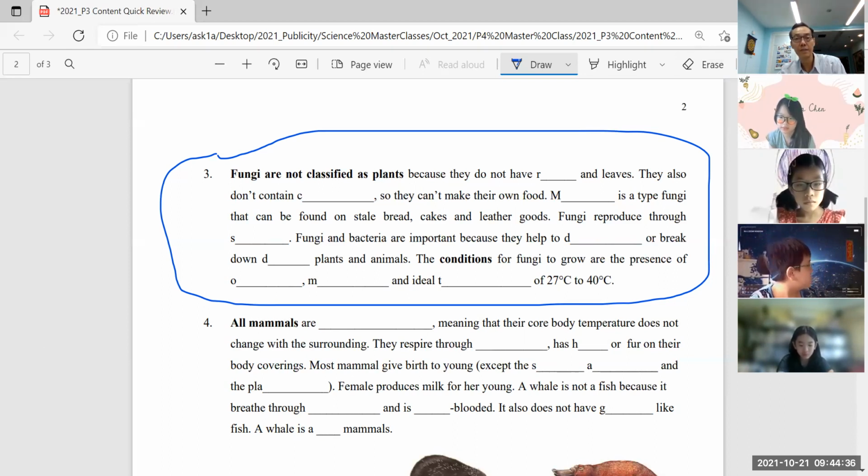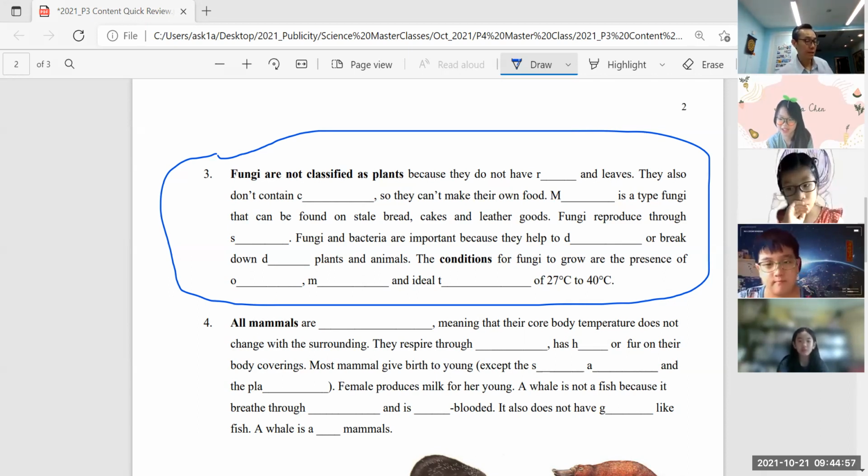Yeah, correct. So you notice here, because of this blank, usually students make mistakes. This part: the mold is what? A type of microorganism that can only be seen through a microscope. Actually, mold is not a microorganism. Mold is a fungus.